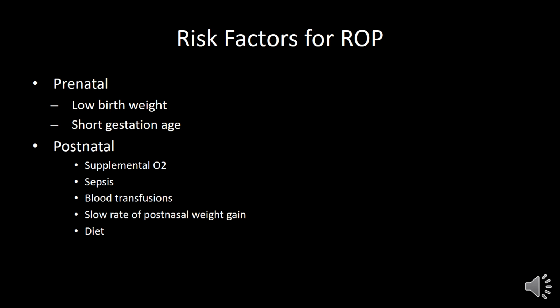Preventing ROP begins with preventing prematurity through optimal prenatal, perinatal, and postnatal care. Avoiding extremely low birth weight and short gestational ages may be the most important factors in prevention. Also, there is mounting evidence that the postnatal clinical course alters the risk as well. That is, very sick premature infants are at greater risk of developing ROP. Specific factors that have been shown to increase the risk of ROP include sepsis, blood transfusions, a slow rate of postnatal weight gain, and diet.